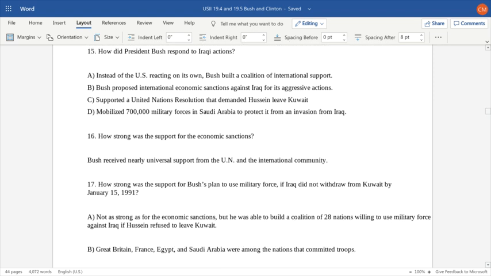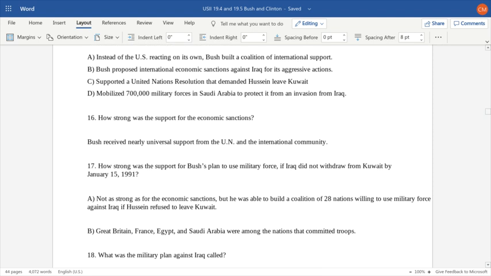How strong was the support for economic sanctions against Iraq? Nearly universal support from the United Nations and the world community. And what he did is he kind of drew a line in the sand. President Bush made a big speech, and he said that Saddam Hussein had to pull his troops out of Kuwait by January 15th, 1991. If not, he would face utter and prompt destruction.